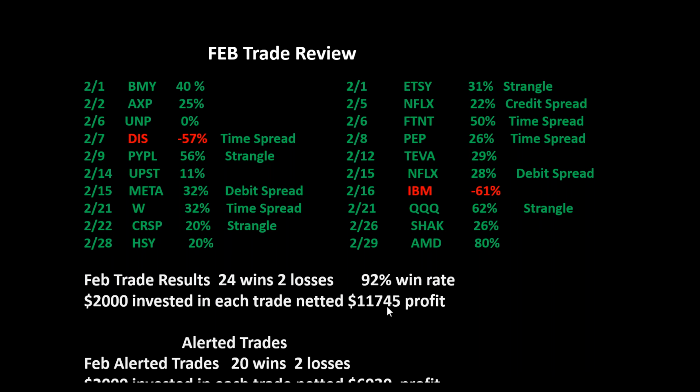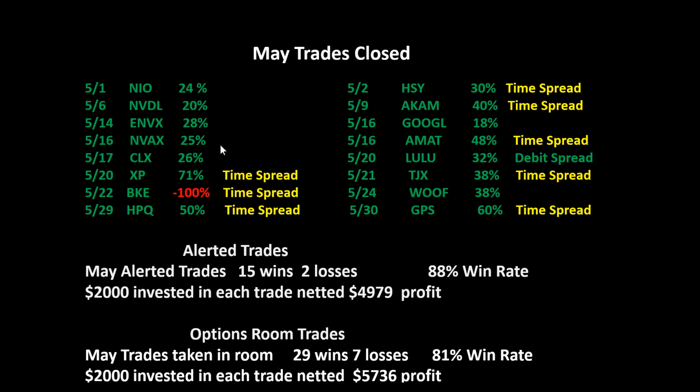This was our best month last year. I've been putting 2,000 in each trade, and it produced a little over 11,000 in February. And the alert service produced about 7,000. All right, here's May, and again, these time spreads were on earnings. I use this when I'm going over the time spread strategies.